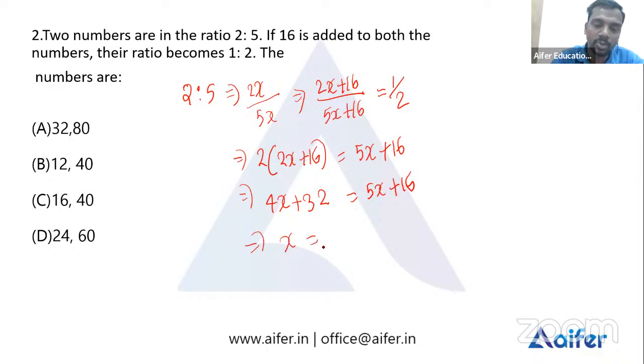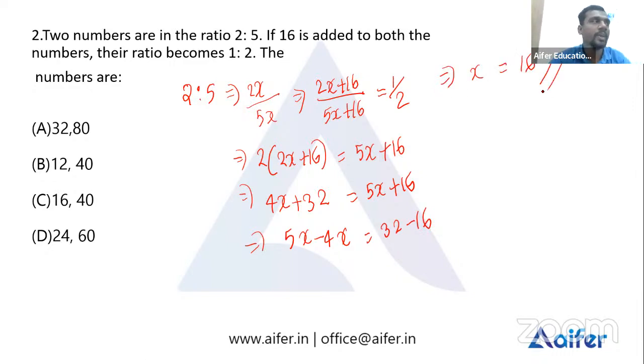So how will we solve it? 5x minus 4x is equal to 32 minus 16. That gives x is equal to 16. We have x is equal to 16 as the value here.